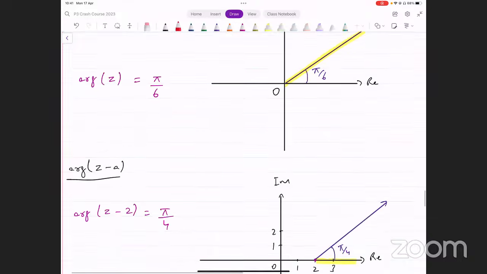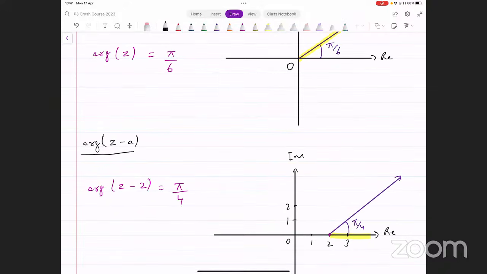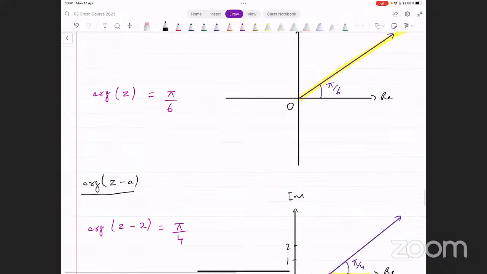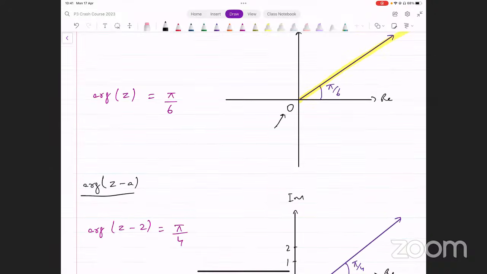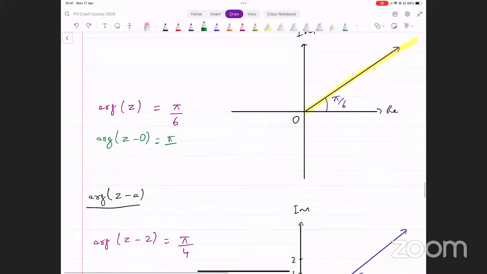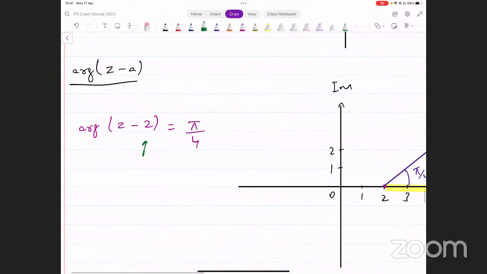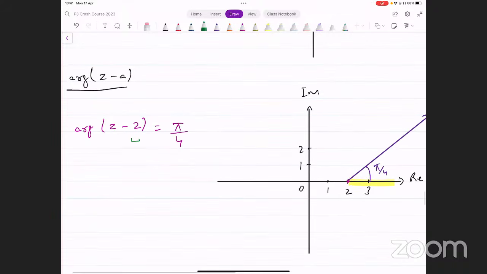For this as well, remember, you always have to convert to this form first: argument of z minus a. If you have argument of z minus 2, for instance, what that means is, rather than considering the origin as the point of reference, because that's what it was in the previous case. In the previous case, you could write this as argument of z minus 0. In that case, your point of reference was the origin. But if you have something other than 0 here, for example, argument of z minus 2, now 2 is your reference point. So first of all, you're going to mark that point 2 here. And then you will be measuring the angle from that point.